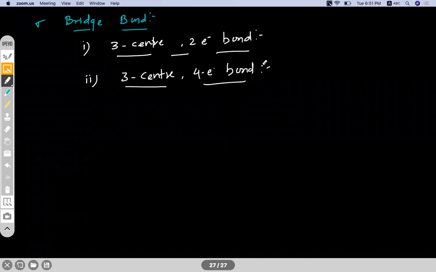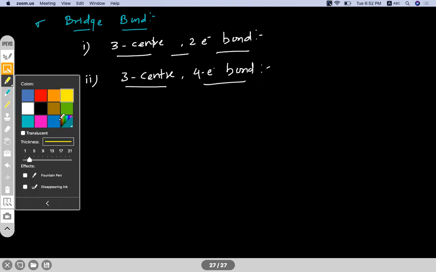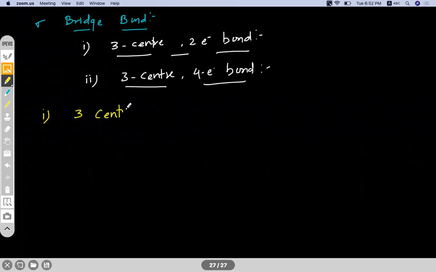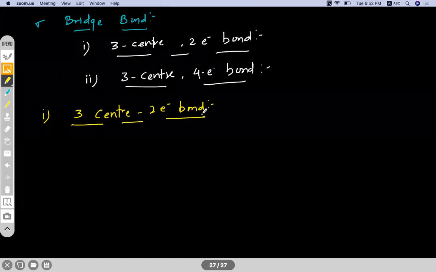What is 3 center 2 electron bond? Center means 3 nucleus. Center means nucleus here. The first example you see of 3 center 2 electron bond, and why we are calling it a 3 center 2 electron bond, you will understand with this example. Keep this in mind that center means nucleus we have here. Take an example of BeH2.